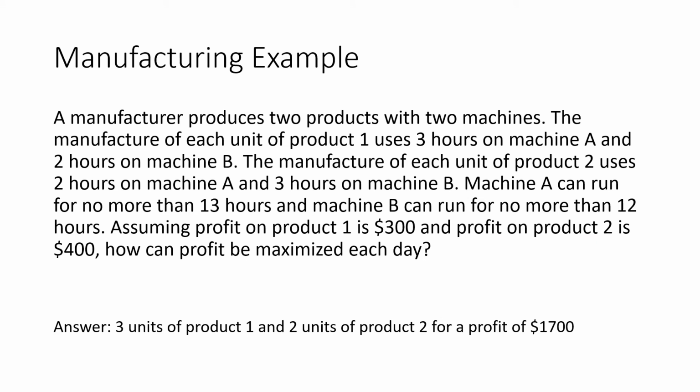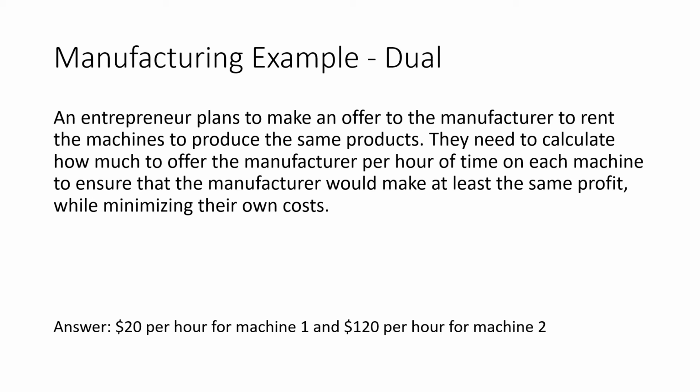So here's our manufacturing example again. And with this is the same answer. So 3 units of product 1 and 2 units of product 2 for a total profit. What about the dual? Well, in the primal, you're saying we want to maximize the profit given these limitations. If I were to write out the problem for the dual, it would look something like this. So somebody is planning to make an offer to the manufacturer to rent the machines to produce the same products. And they need to calculate how much to offer the manufacturer per hour of time on each machine.